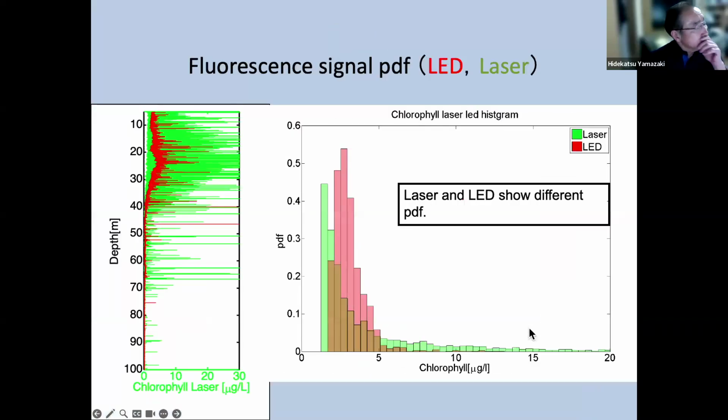Okay, let's look at another feature. What's the distribution of each signal? What's the PDF? So we generated this histogram. Clearly, pink is LED. Green one is laser. It's a very, very strong signal. So the PDF has a very, very long tail. Epsilon often appears log normal in the ocean. So we took the log of this.